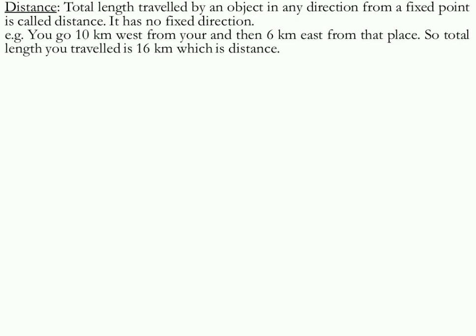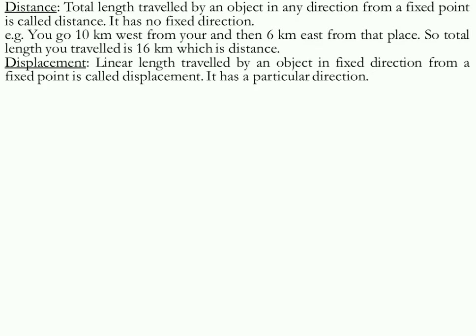Now let us know another thing about this chapter, that is displacement, the linear length traveled by an object. That means the minimum distance from the initial position to the final position is called displacement, and it is along one direction. So it has a particular direction.